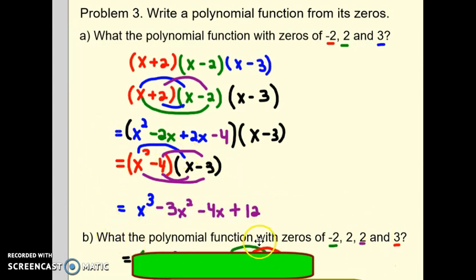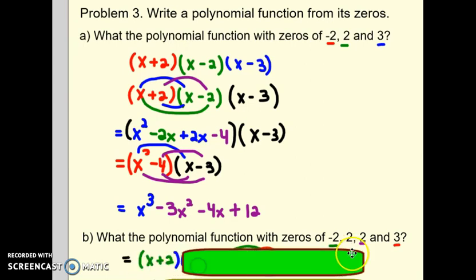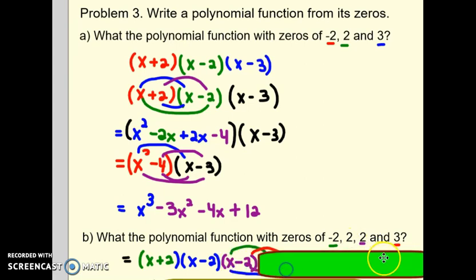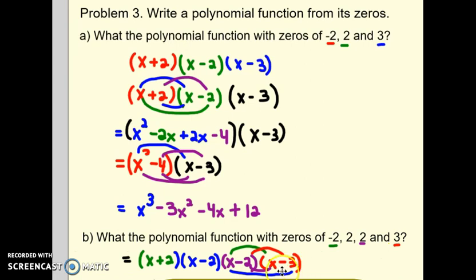So in problem B, we have 4 zeros. So it's 4 degrees. So negative 2 makes it 0, so it's got to be x plus 2. 2 makes it 0, x minus 2. 2 again, x minus 2. 3, x minus 3. So I have the problem set up.